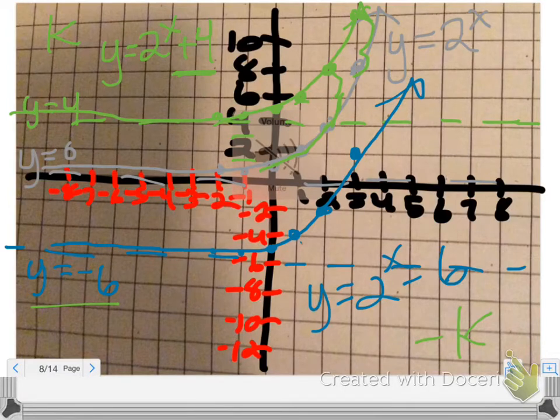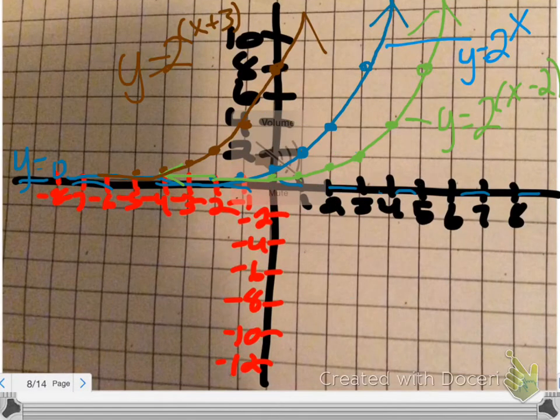Right here, if you just look on this axis, it'd be 1, 2, 3, 4, 5, 6. So our point now is 5, our intercept. And every other point went down 6 too. So 2, 4, 6, 2, 4, 6. So our k moves it up and down.